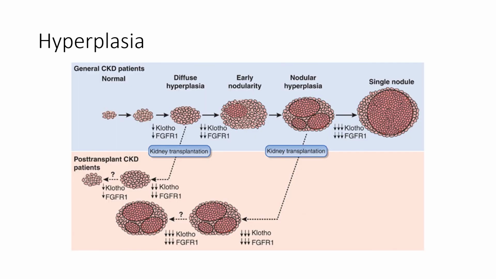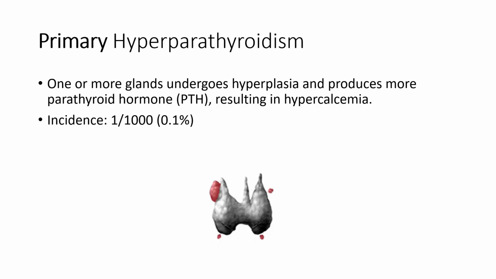This illustration here shows how a normal parathyroid gland on the left can over time increase in size with the development of parathyroid gland hyperplasia, so more cells are produced. In this case, on the right side, there is one single nodule, and that reflects an increase in size of the parathyroid gland, and that parathyroid gland will produce too much parathyroid hormone.